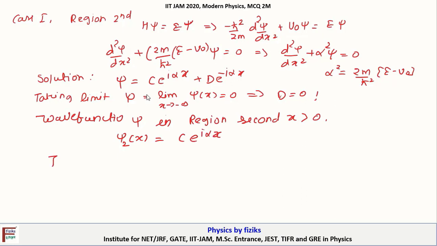Now the transmission coefficient. Or I would be making one change. Take this term as beta.